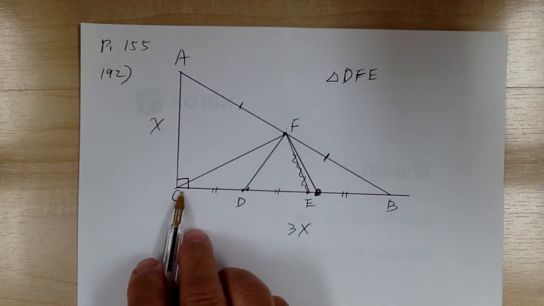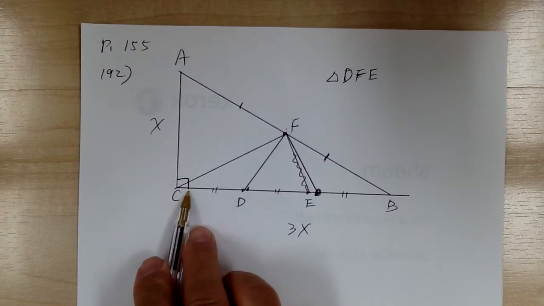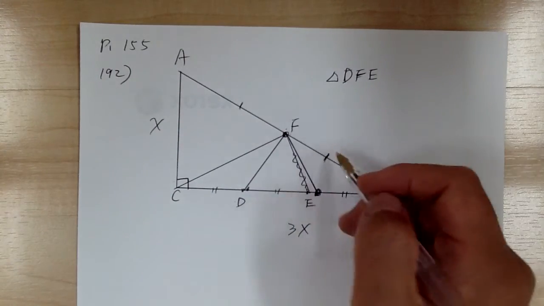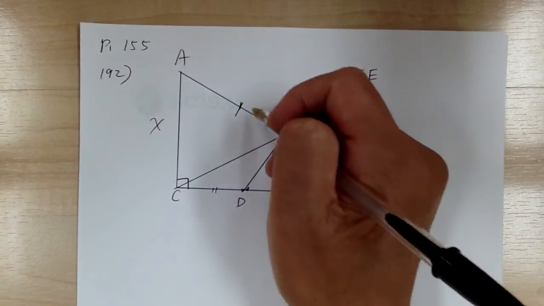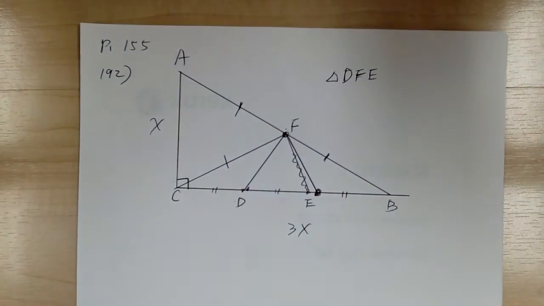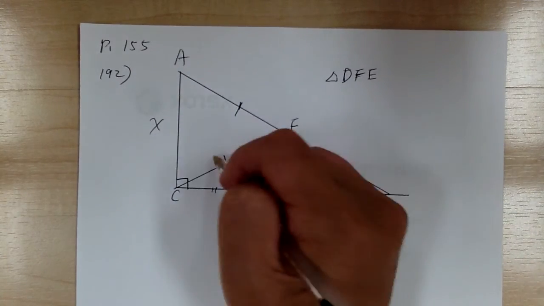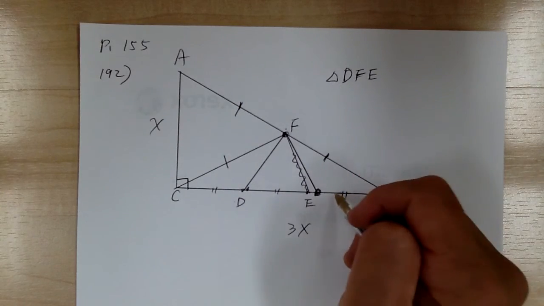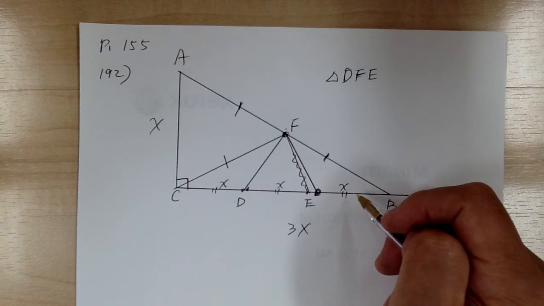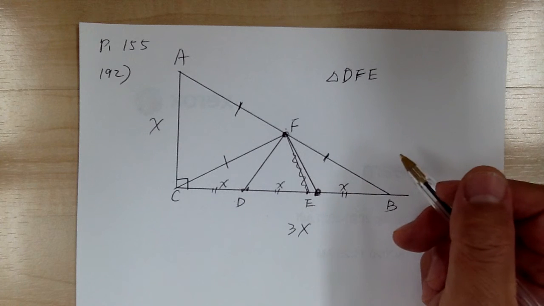You have to remember the theorem again. If this is the right angle and this is the midpoint, the midpoint of the hypotenuse of a right triangle is equidistant from the 3 vertices. So AF, BF, and CF are all congruent. And by the way, this is 3x, so divided into 3 equal parts, it would be x, x, and x. And so you want to prove that DFE is isosceles.